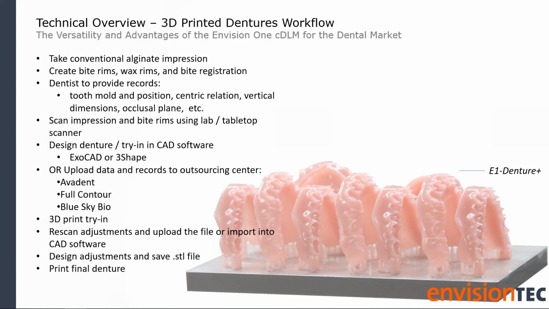Once the information is translated to an STL file, you can then 3D print the try-in. Rescan any adjustments needed and upload the file or import into your CAD software. Design adjustments, save the STL file. Use this new STL file to print the final denture.